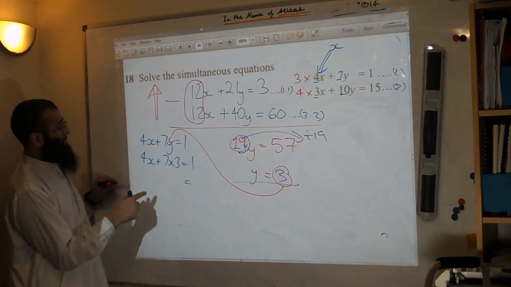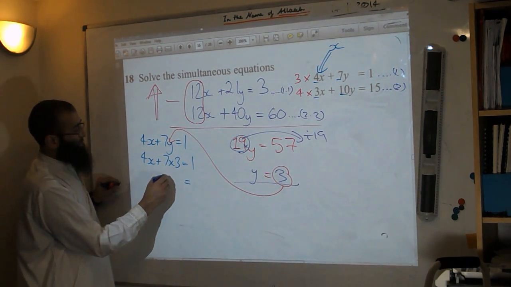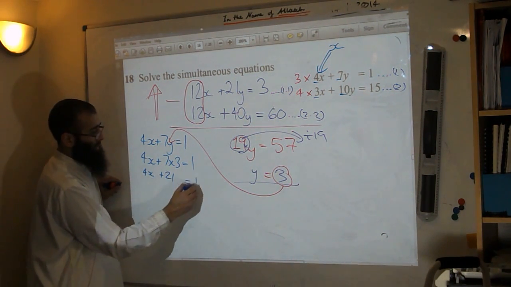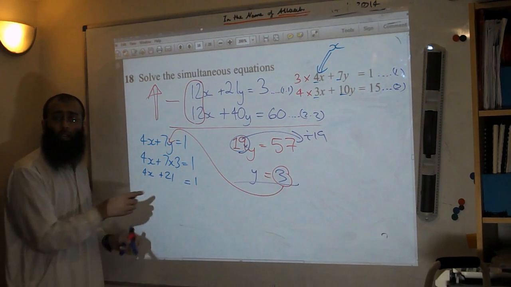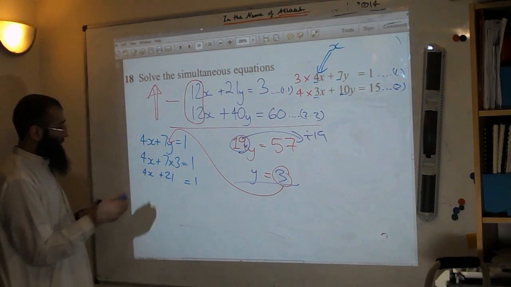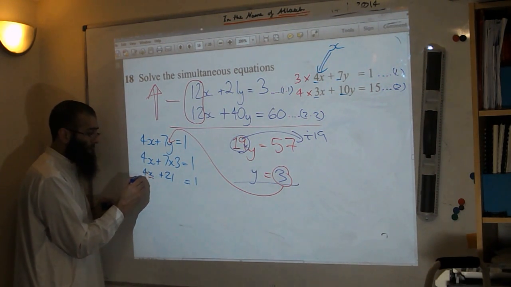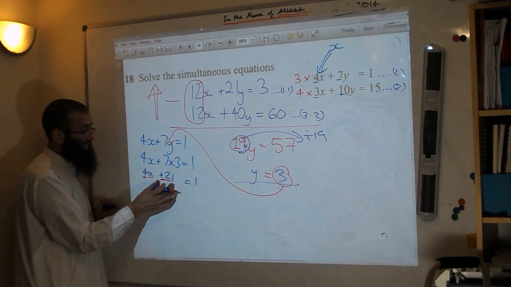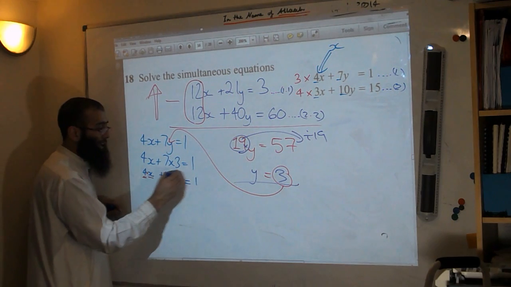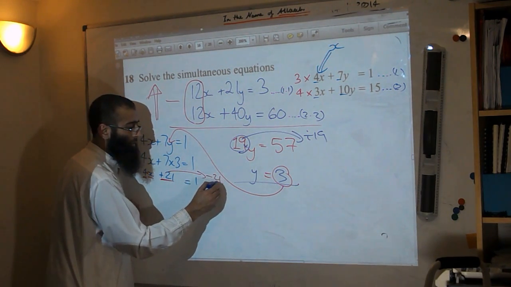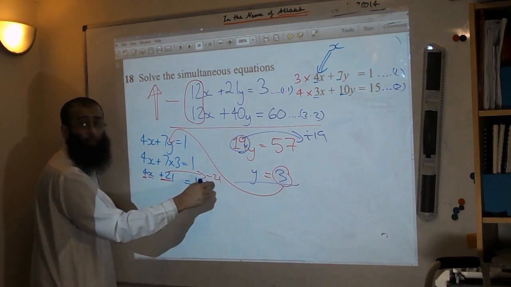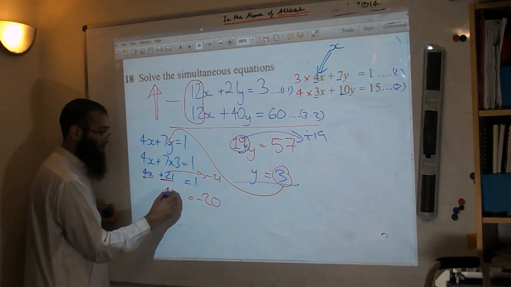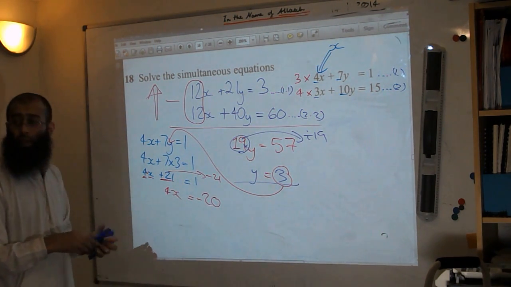Right. 7 times 3 is 21. Now, we need to work out the value of x, we need to solve it. So x has first of all been multiplied by 4, and then it's been added to 21. So that's the second action, that's the first action. The opposite of add 21 is minus 21. So 1 take away 21 is minus 20.